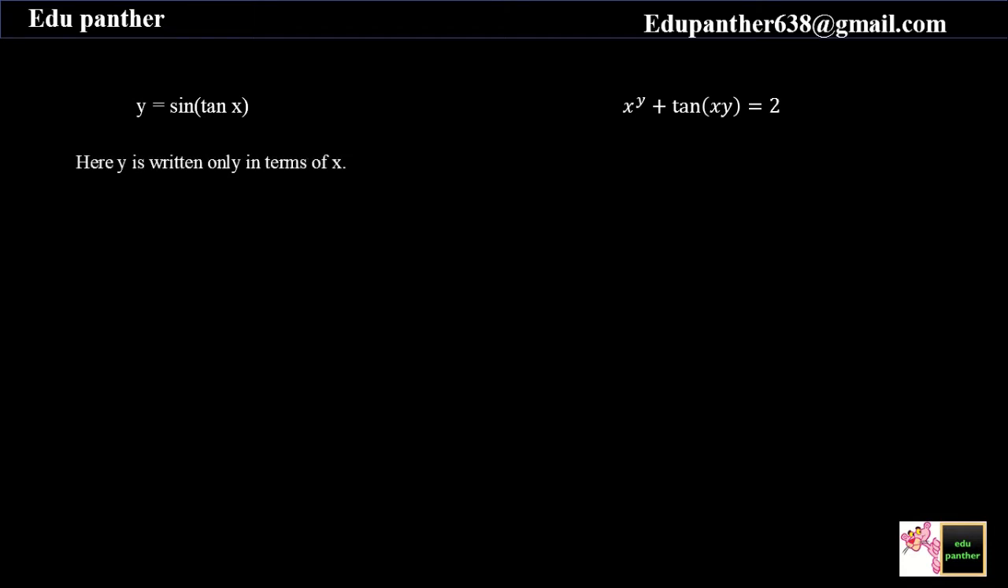In the first function, we can see here y is written only in terms of x. That means y is written totally in terms of x. But in the second function, it is not possible to write y as a function of x. That means we cannot write y totally in terms of x.